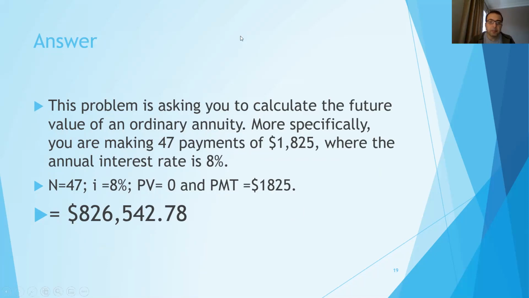So the yearly payment is 1,825. At the end of age 65, you will get $826,542, right? You see the power of compounding. You are putting in almost 2,000, less than 2,000 on a yearly basis, but you end up with 826,000, right?